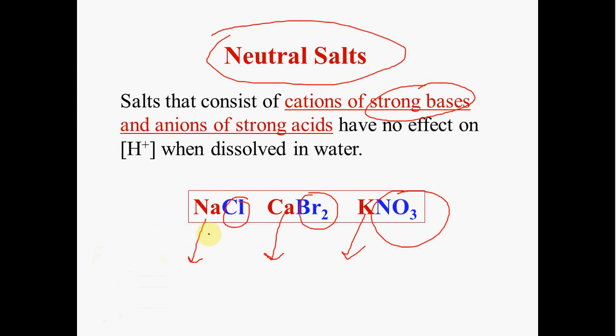So if both ions in the salt are cations and anions that have strong parent acids and strong parent bases, then they have weak conjugates that are weaker than water and can have no effect on the H plus or OH negative when dissolved in water. So the pH will be controlled by the water itself and will have a pH of 7. These are your neutral salts.